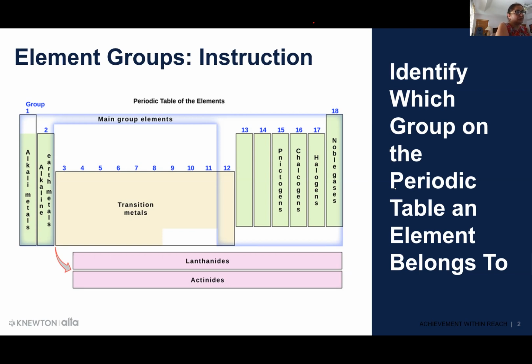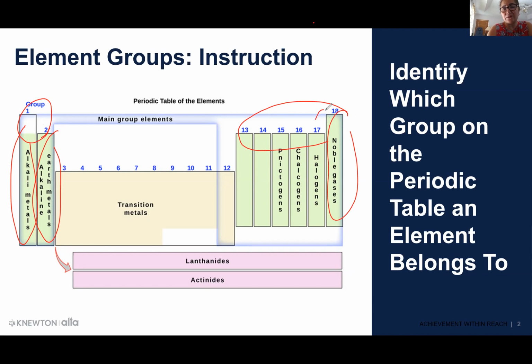The element groups. So there are 4 different groups. One is the main group elements that includes group 1, 2, and then group 3, 4, 5, 6, 7, 8, the ones with the green color. These are the main group elements. Based on the names we talked about, you are responsible for the names of the alkali metals, alkaline earth metals, noble gases, and halogens.